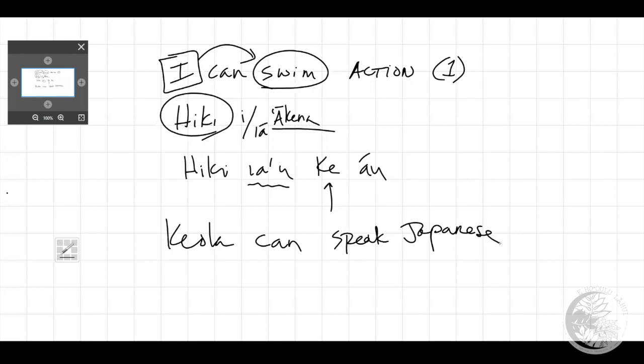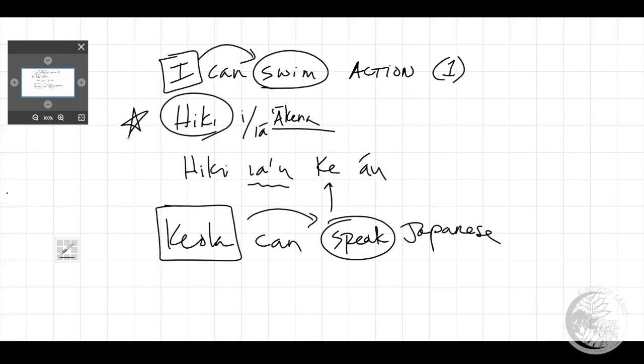And in the same way, right? I know Keola is the agent because what can he do? Well, Keola can speak Japanese. So speak is an action, therefore, in the same formula, just like here, I follow, yeah.